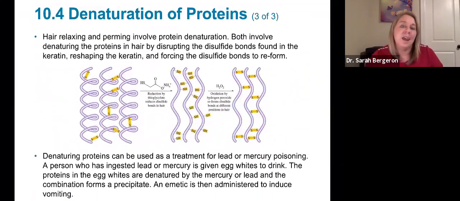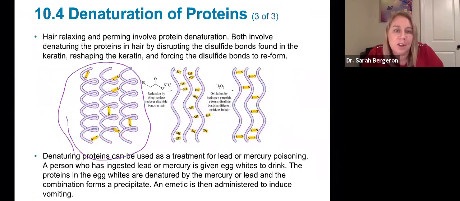So hair relaxing, this is the same sort of thing I was talking about last time, right? And in terms of perms, it's the same sort of deal, but in reverse. So if you start out with curly hair, you have proteins in your hair, the keratin, that have those disulfide bonds. And so they're locked in this orientation where they're very, very nice and curly.